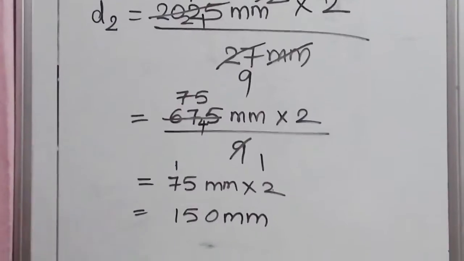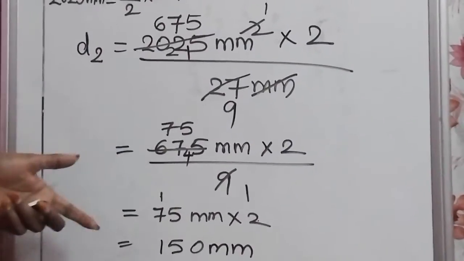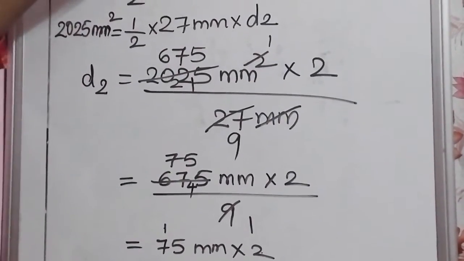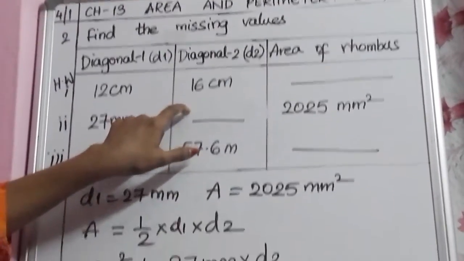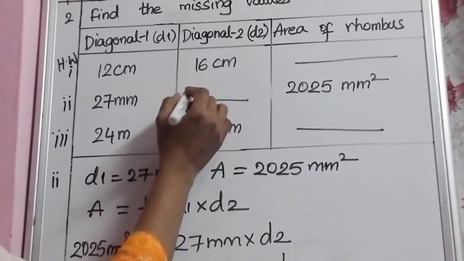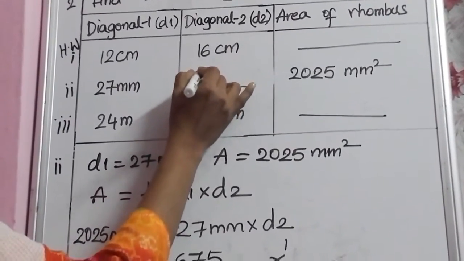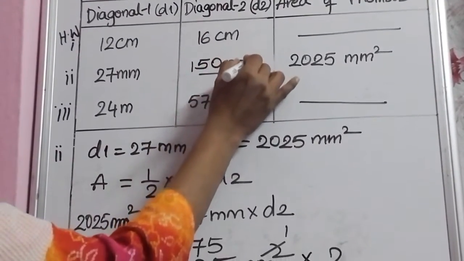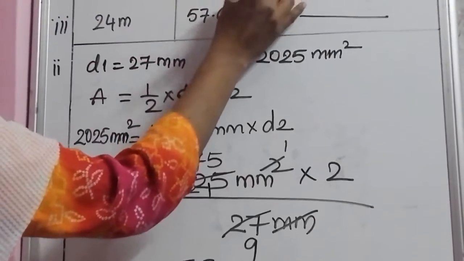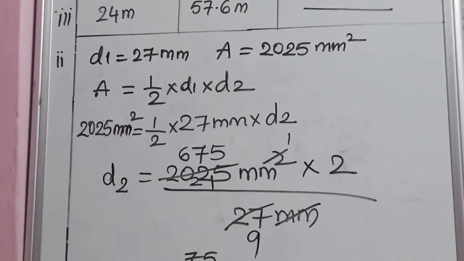150 mm. Understood this? Copy in the table. In the table you have to write the value. So here D2 you got it as 150 mm. Understood this? Copy in your classwork books.